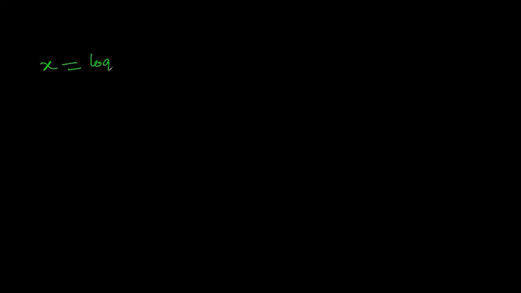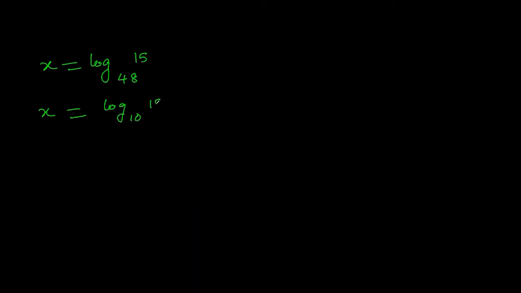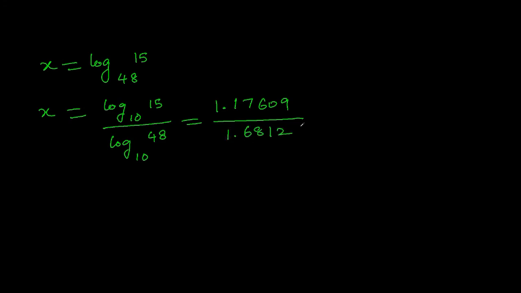x equals log 15 to the base 48. Using the change of base rule, this can be written with base 10 this way: log 15 over log 48 to the base 10. Now, use your calculator. Logarithm 15 to the base 10 is 1.17609 and logarithm 48 to the base 10 is 1.68124. Now let me divide this and get the final answer with 4 decimal places.